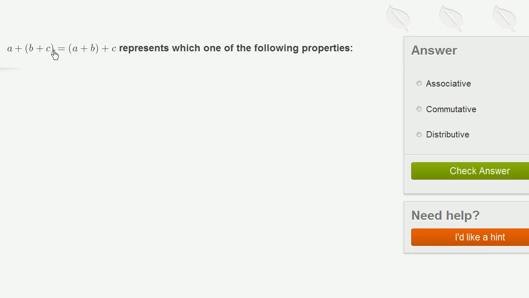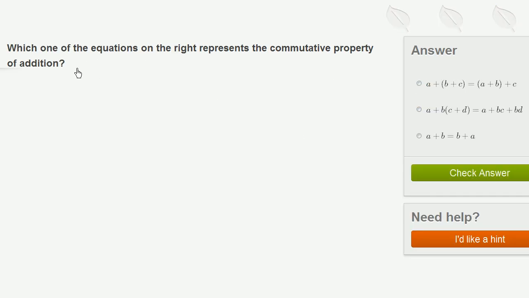(A plus B) plus C is equal to A plus (B plus C). So this, once again, they are reassociating the numbers, but it doesn't matter which order we associate them in. So this is the associative property. Which one of the equations on the right represents the commutative property of addition? So commutative, we don't care about the order in which we're doing the operation. So A plus B is equal to B plus A.